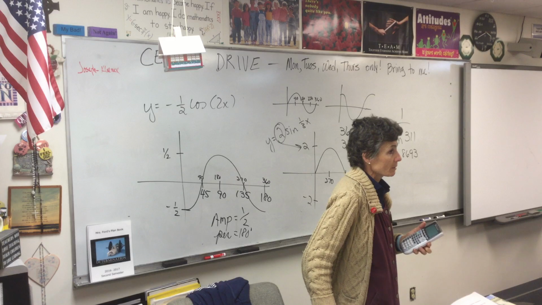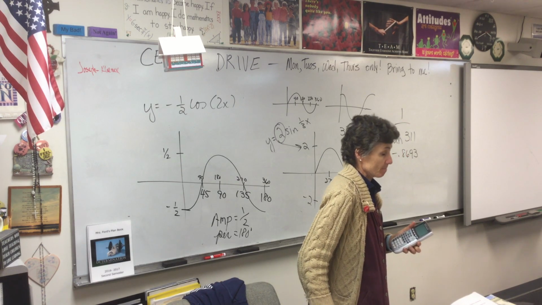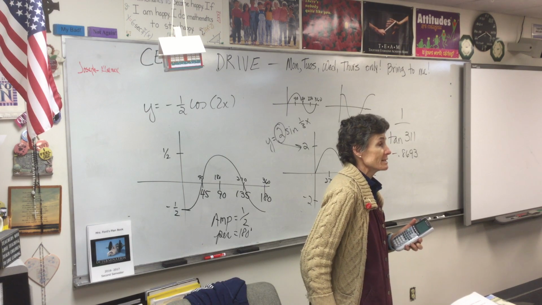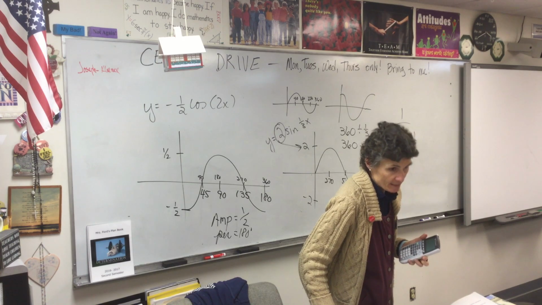Do you want us to round to 0.87 or? No, the directions say 10,000. Okay? And remember, what does the test look like? Exactly like the practice test, right?